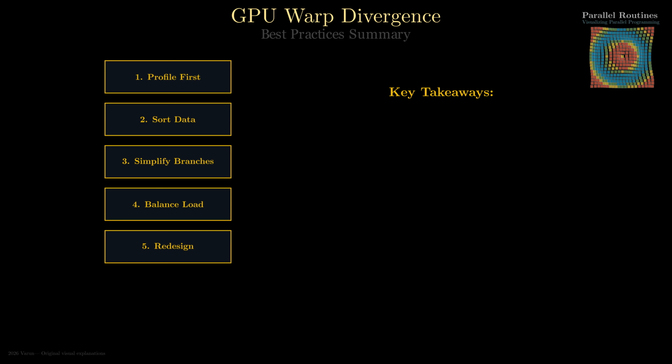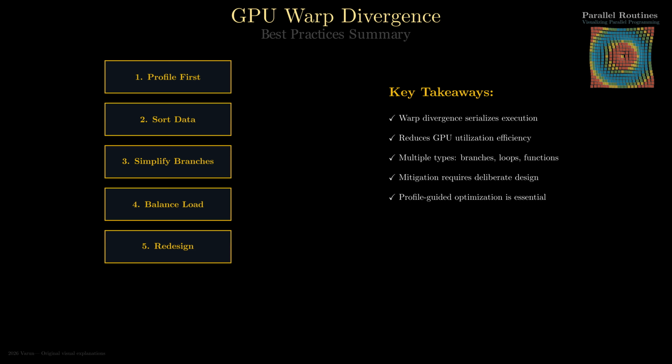Let's wrap up with our key takeaways. Divergence serializes execution, reducing GPU utilization. It manifests in multiple forms: conditional branches, variable loops, and dynamic function calls. Mitigation requires deliberate, thoughtful design choices. And profile-guided optimization is essential for finding and fixing real bottlenecks.